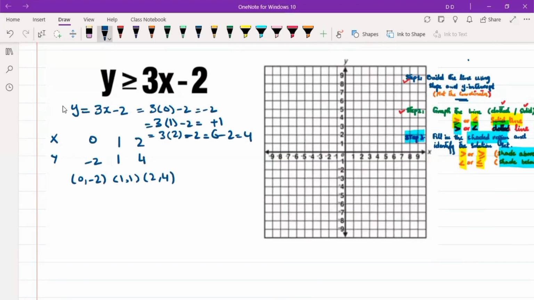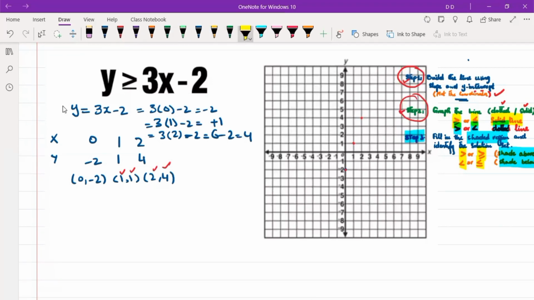Now we need to plot it. Where is 0 on the x-axis, and the height will be minus 2. First point, I'll take the red color, it will be more identifiable. Then 1 and 1, and 2 and 4. I have taken only 3 pairs of coordinates. As per the first step, I have to plot the coordinates. I did.